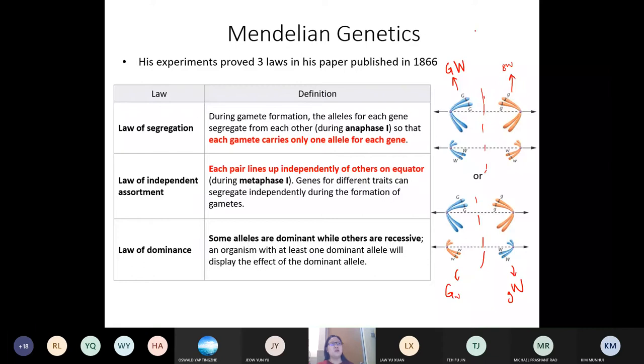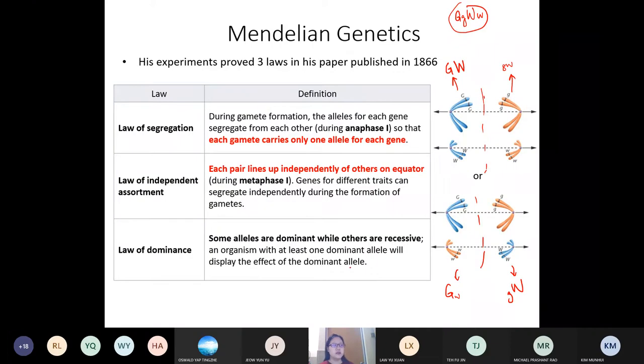That's why when the genotype is heterozygous for both genes, you can have four different gametes that may be formed. So that's the law of independent assortment.